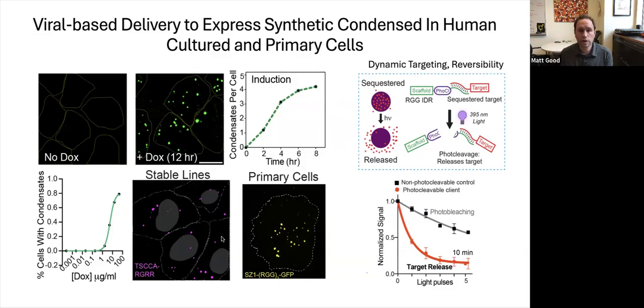And so I'll just show you that we've developed a lot of the same tools here so that you can get inducible expression of the scaffold to form these compartments. By virally delivering them, you can generate stable lines that will express these. You can have them be cytosolic or nuclear. This includes primary cells. We've been focused on trying to do this in immune cells. And then the photocleavage system is working in human cells as well.